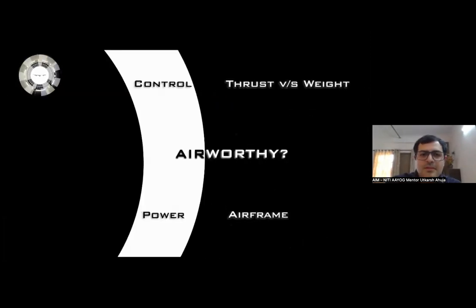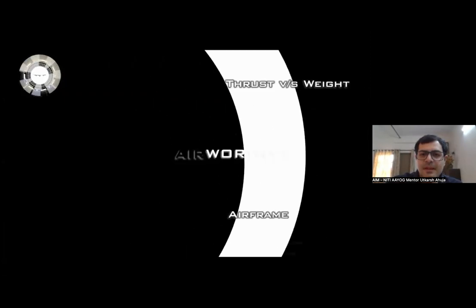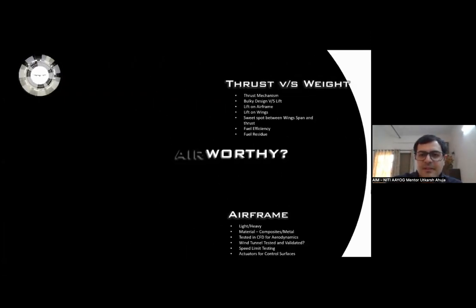So there are four basic factors that define your airworthiness. One is control, then thrust versus weight, then power, then airframe. In case of thrust versus weight: thrust mechanism, bulky design versus lift, lift on airframe, lift on wings, the sweet spot between wingspan and thrust, fuel efficiency, and fuel residue. These are the basic factors which need to be thought of while designing an unmanned aerial system.